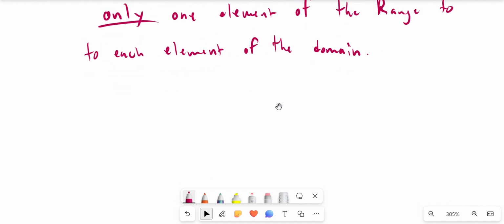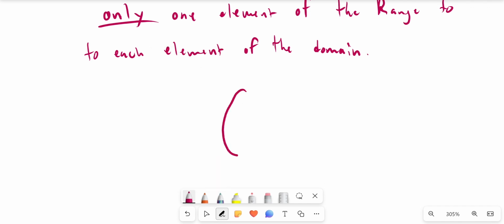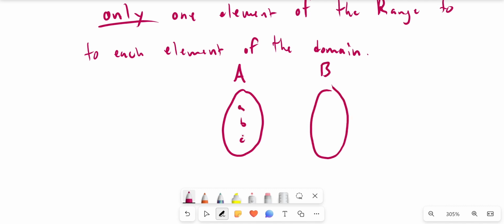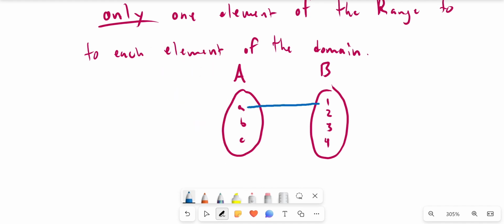So let's look at an example to kind of suss out what I meant by that. All right, let's take our old A and B again. Let's say this is A, B, and C, and let's say this is 1, 2, 3, 4 again. Now, if I have a relation which says A goes to 1, B goes to 1, and C goes to 4, is this relation a function?